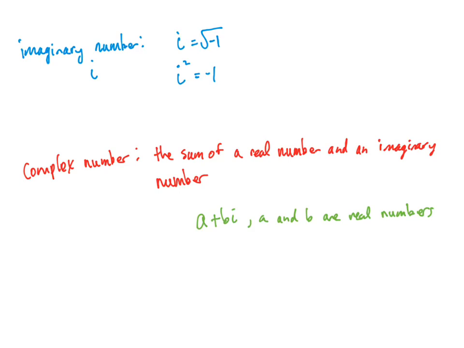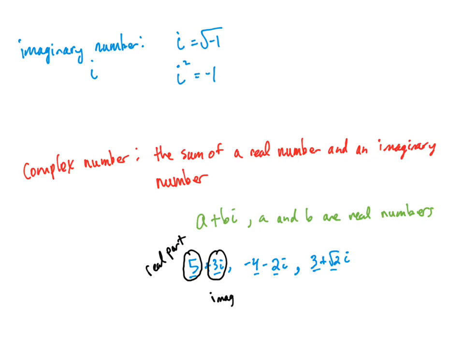So an example of a complex number might be something like 5 plus 3i, negative 4 minus 2i, 3 plus square root 2 i. Okay, so each a and b value are real numbers, and then we have an i. So what we say is this first part is the real part of the complex number, and this part we would say is the imaginary part of the complex number.